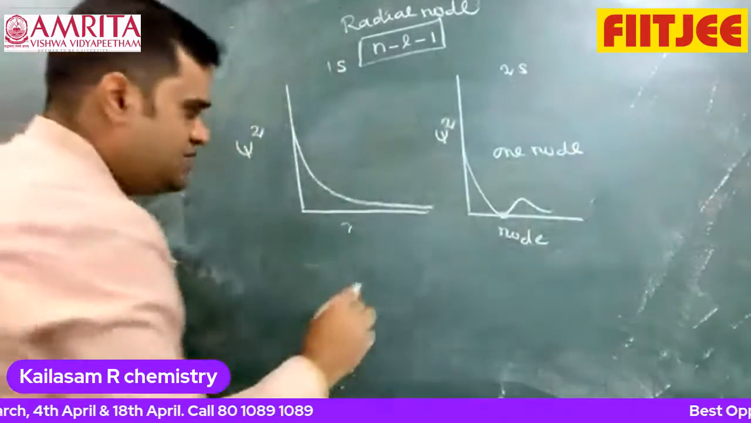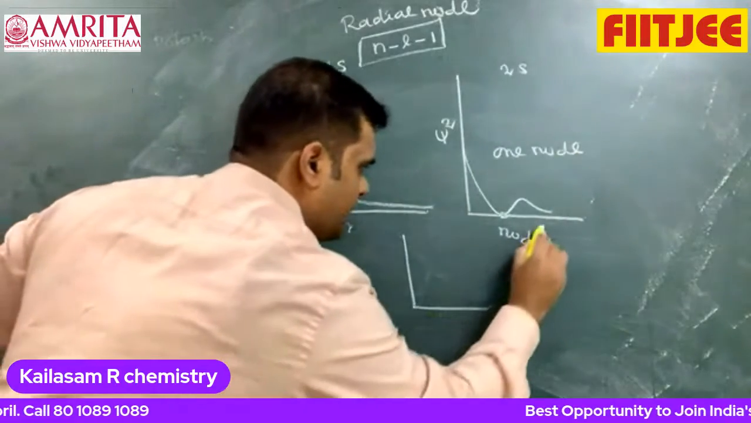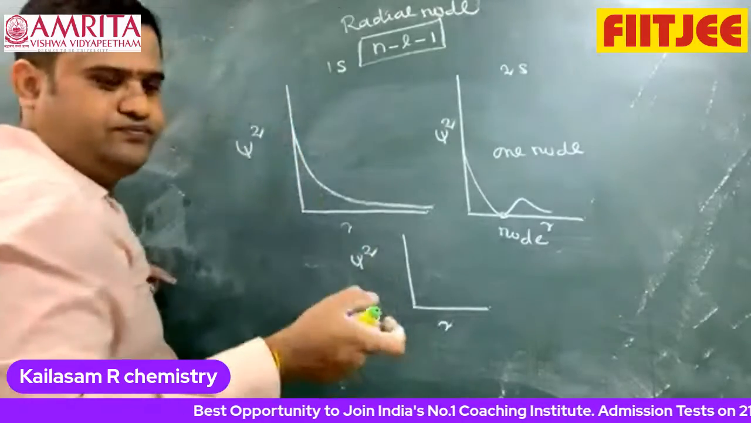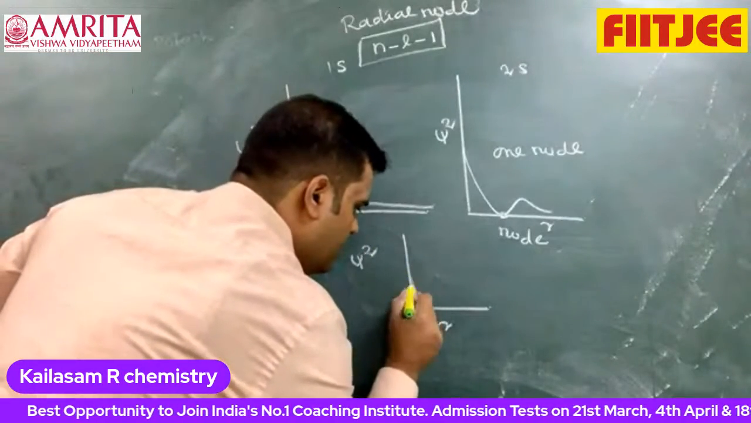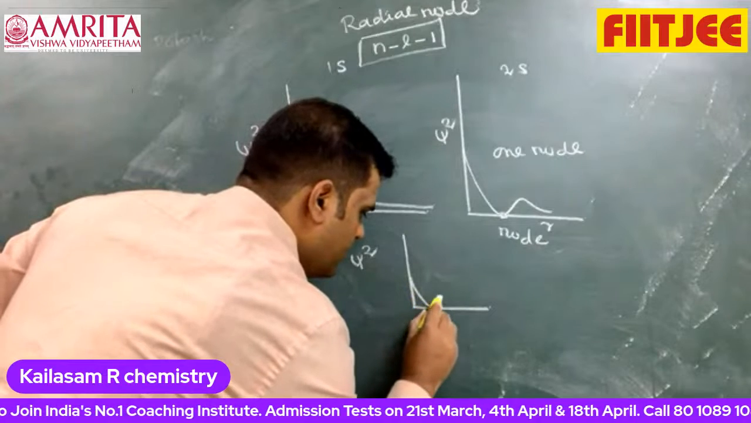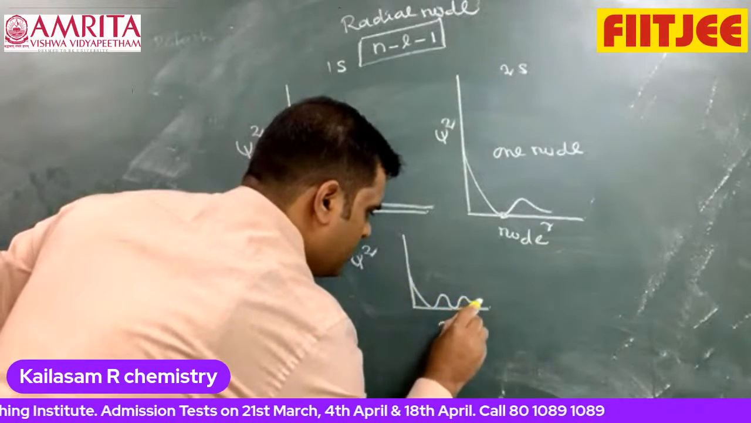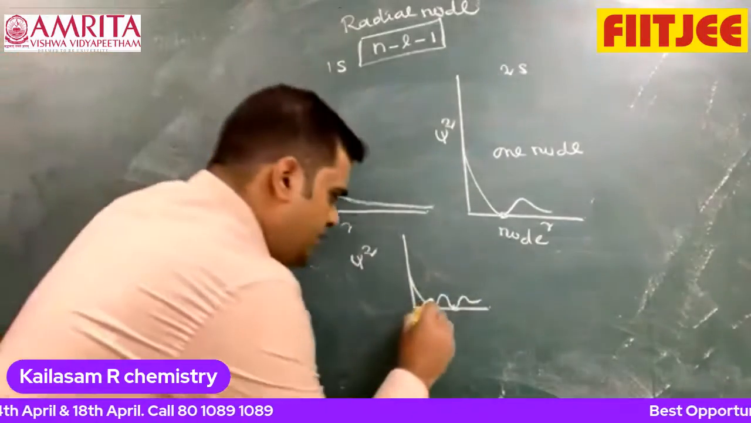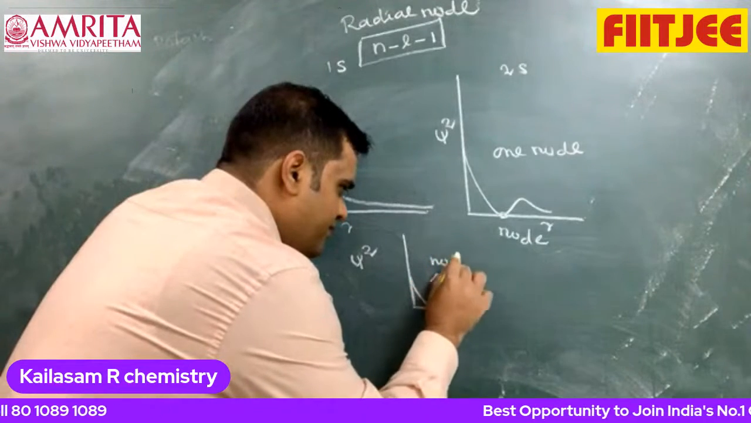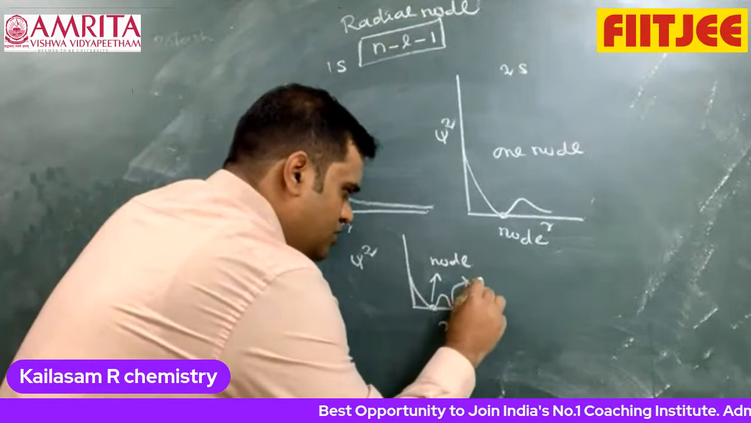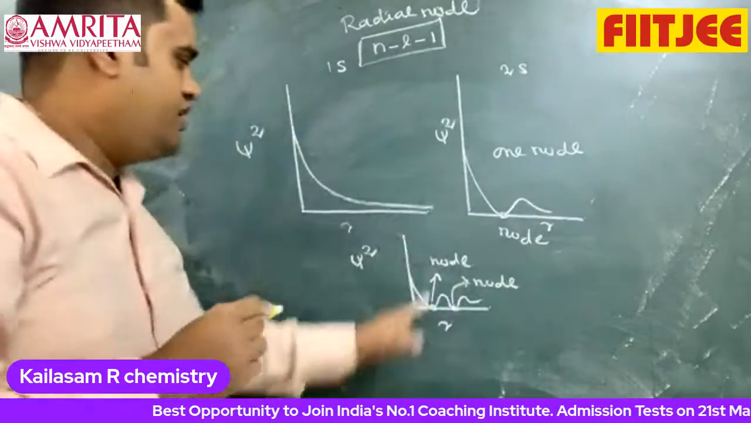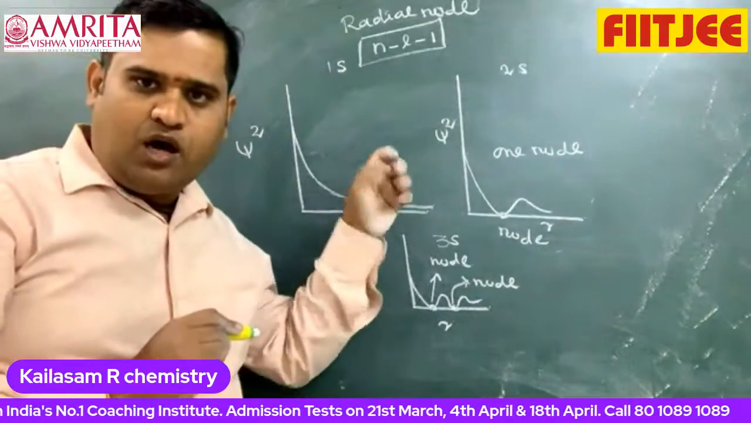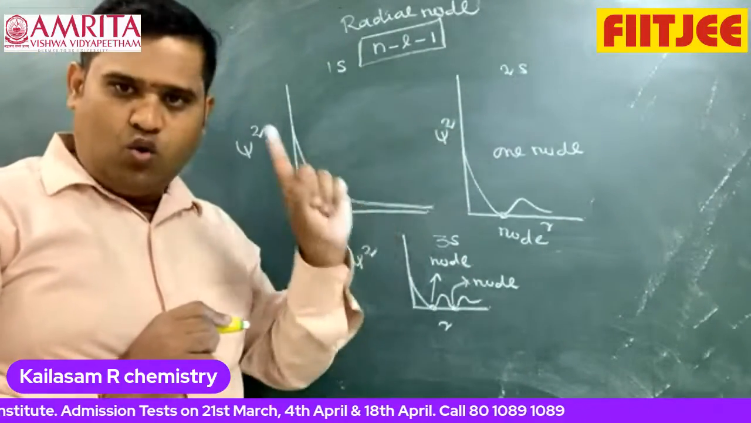Now look at this for 3s. I'm going with psi squared versus r. Now you have this, this is a node, this is a node. This also is a node. You have for the 3s orbital, 2 nodes. 1s orbital, 0 node. 2s orbital, 1 node.